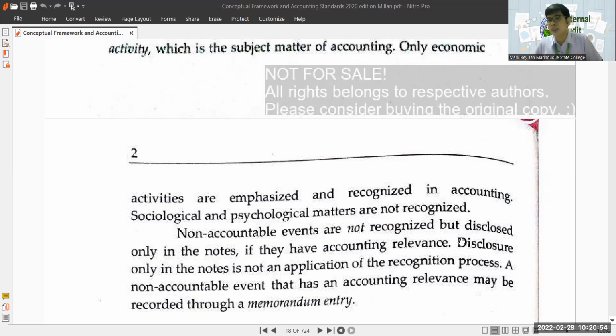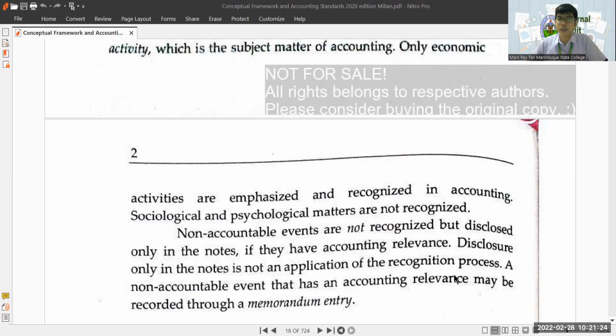So, anong ibig sabihin ng disclose? They can be disclosed. Ibig sabihin, instead of just rejecting those transactions or instead of just not recognizing those transactions, pwede mo siyang ilagay sa notes. Pwede mo siya isulat sa notes. Kasi nga, it might have an accounting relevance. Okay? Right? So, disclosure only in the notes is not an application of the recognition process.